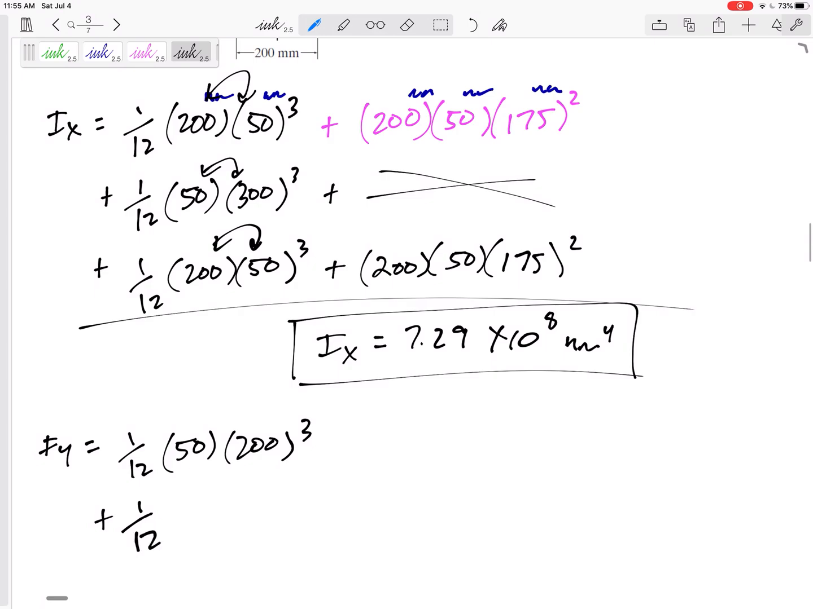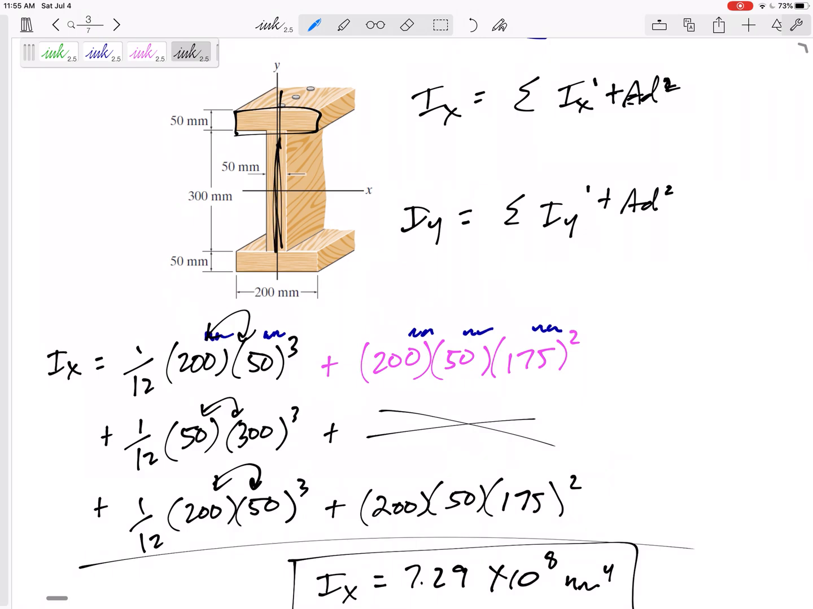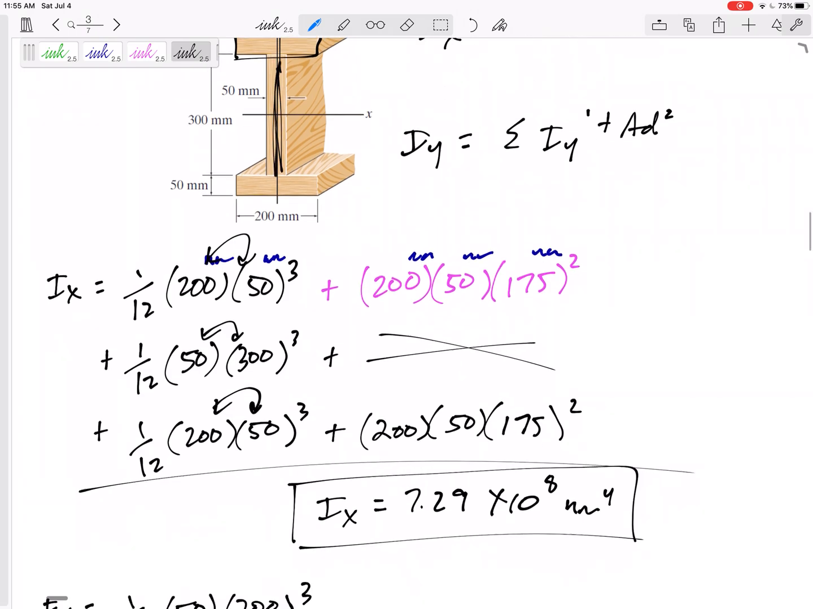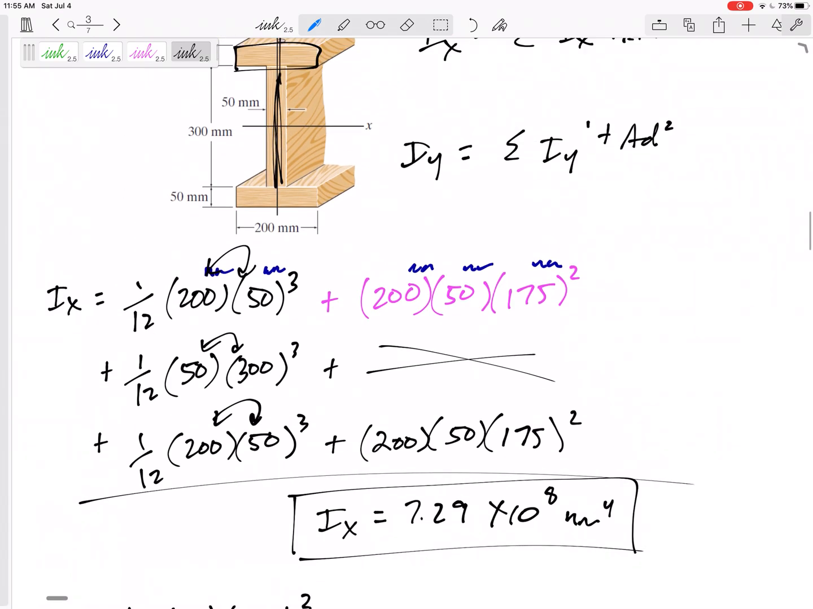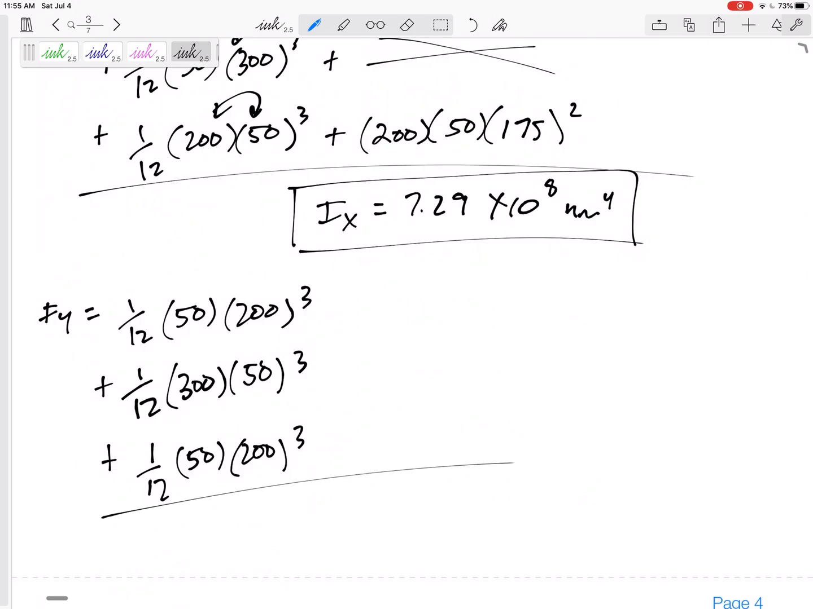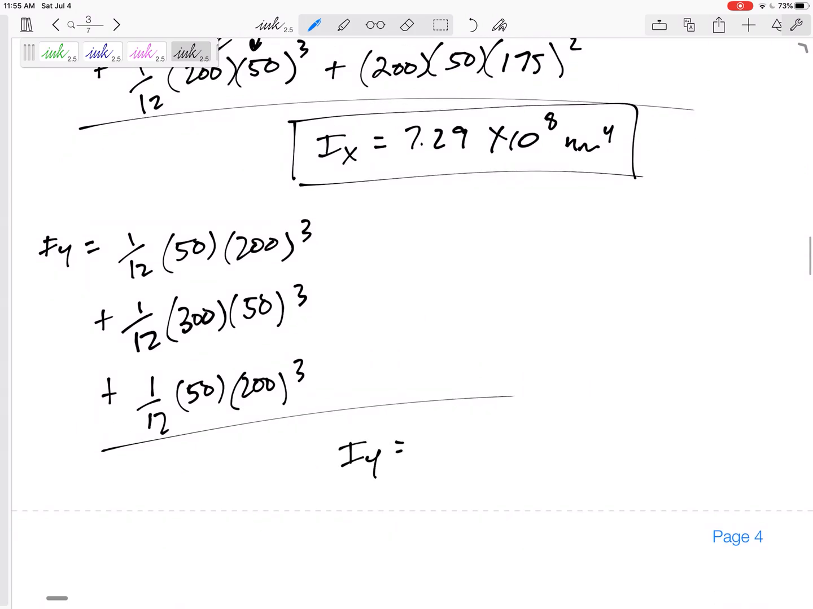What about that middle one? 1/12 h b cubed. Same thing. That's the I about the middle, and that's the y-axis. And then the bottom one, 1/12 h b cubed. Again, I didn't have to move it. That won't happen all the time, but if it is symmetric about the y-axis, that might happen. Don't try to make it more complicated than it is. Don't try to add Ad squared if you don't have to. Iy is 6.98 times 10 to the 7 millimeters to the fourth.